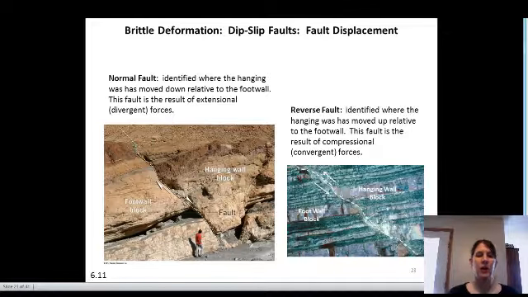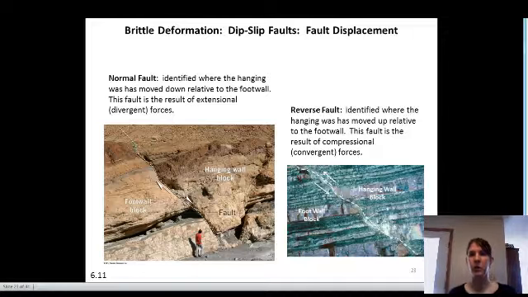When we talk about dip-slip faults, there are two different types. You can have a normal fault or a reverse fault. Normal faults are where the hanging wall has moved down relative to the footwall. So if you have two blocks here and your hanging wall slips down, this is the result of extensional forces. If you're pulling something apart, something's going to drop down. There's a unit that's just going to plop right into that opening.